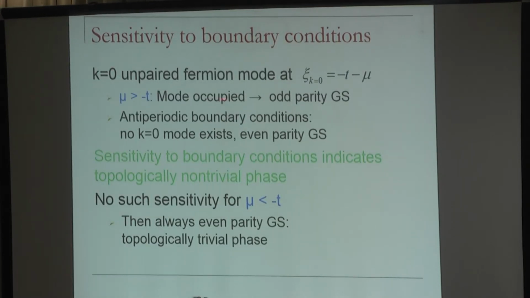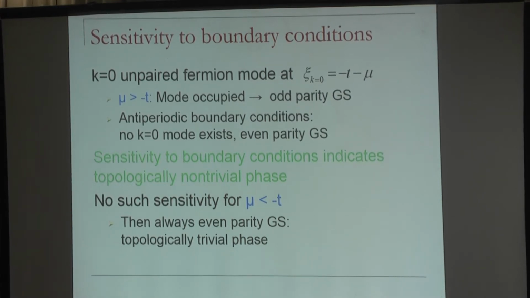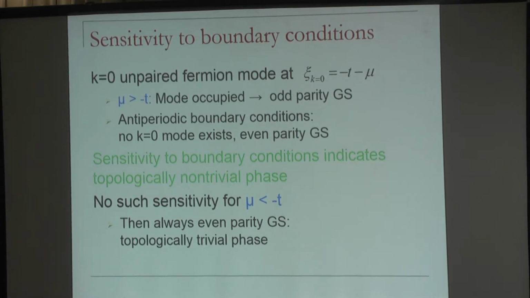So with periodic boundary conditions, we had this odd parity ground state, and there's a gap to the even parity state. If you have antiperiodic boundary conditions, it's the other way around, because with antiperiodic boundary conditions, there is no K equals 0 state. So that means in that case, you would have an even parity ground state, and there's a strong sensitivity on which type of boundary condition you impose. It's typical for a topological phase, and nothing like this happens in the trivial phase.